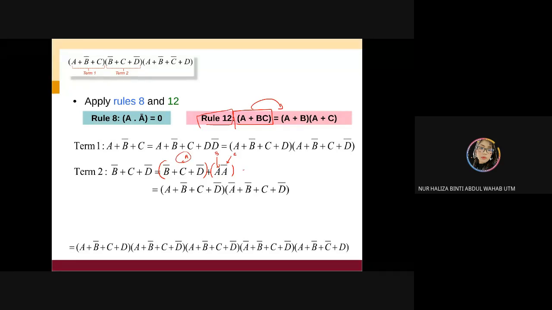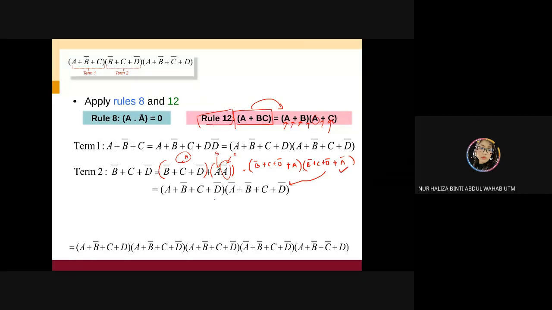A, you repeat again, you're going to get B bar plus C plus D bar. You finish with your A, then you add your B. What is my B? B is my A. And then you factorize the multiplication. A is what? B bar plus C plus D bar. And then you add your C. What is your C now? C is A bar. This is your answer.